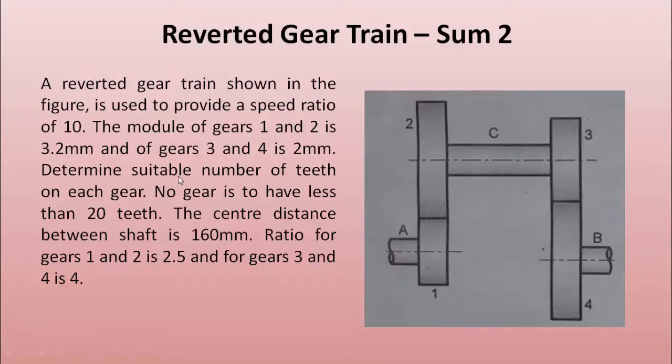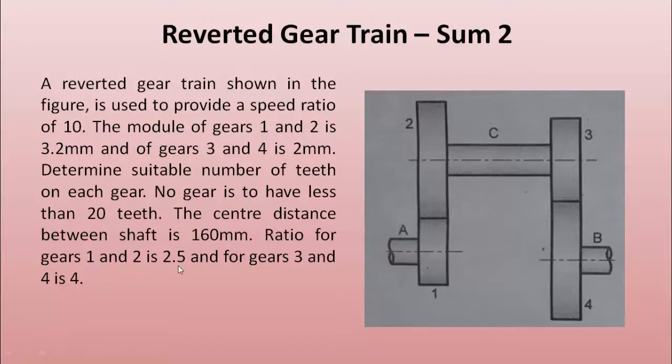So we have to find a suitable number of teeth for each gear. There are these 4 gears, and we have to determine the gear teeth on all these 4 gears such that the velocity ratio is 10 and that no gear should have less than 20 teeth. That is, all gears should have more than 20 teeth. And another thing that they have given is the center distance between shafts is 160 mm. So the distance from this shaft to this shaft is 160 mm.